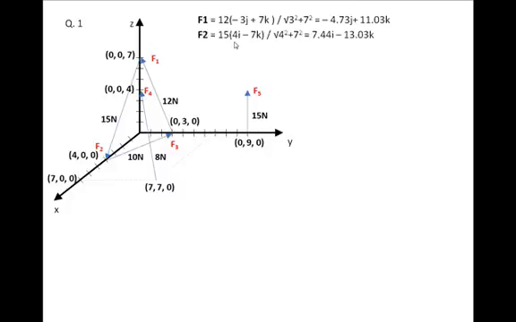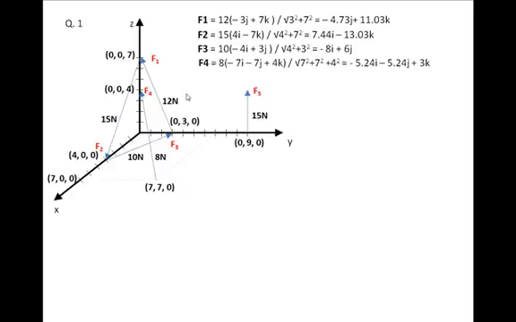So have a look at F2, magnitude 15, and like before this is the unit vector, and you have F2 as 7.44i minus 13.03k. Similarly F3, magnitude 10, and see this minus 4i plus 3j. Now you must know that we are doing head minus tail, that is, coordinates of the head of the arrow minus the tail of the arrow. So that's why for F3 with magnitude 10, it is (0 minus 4)i and (3 minus 0)j.